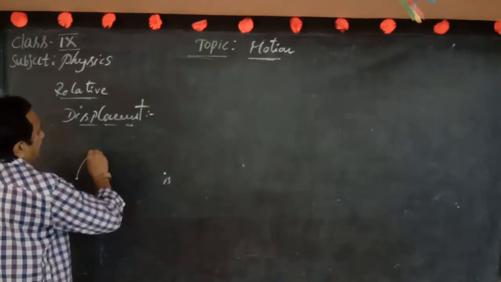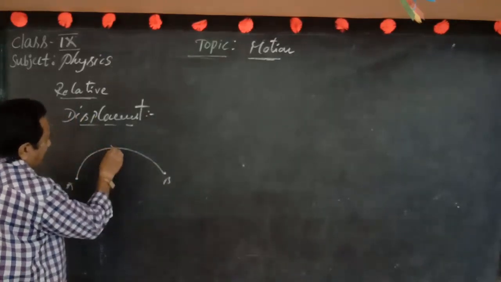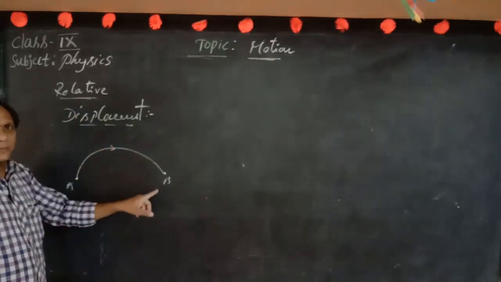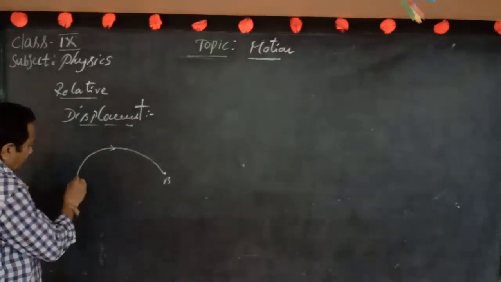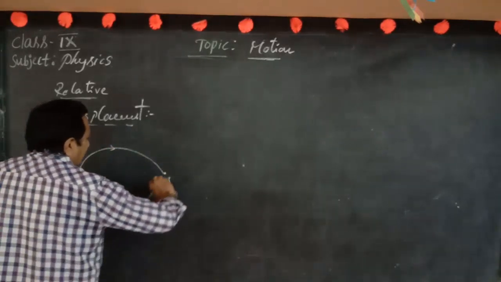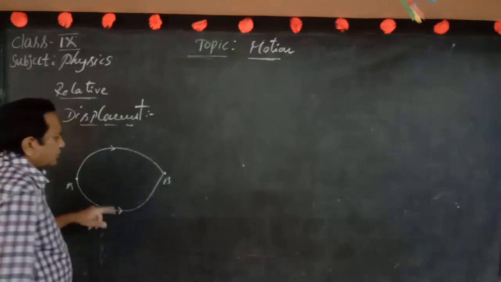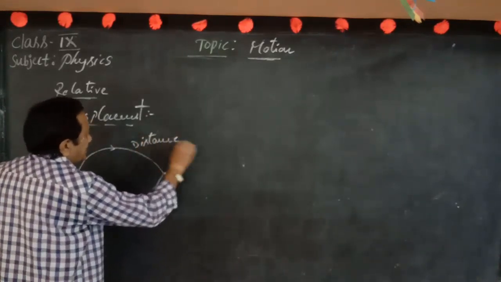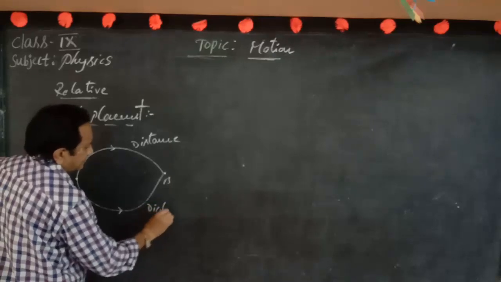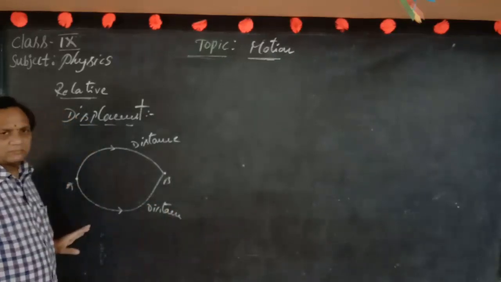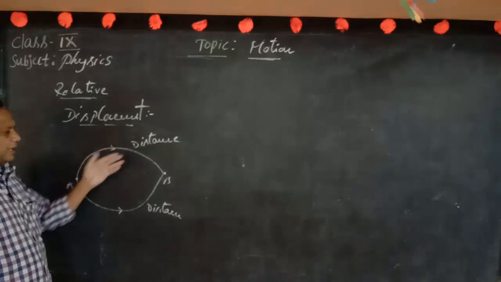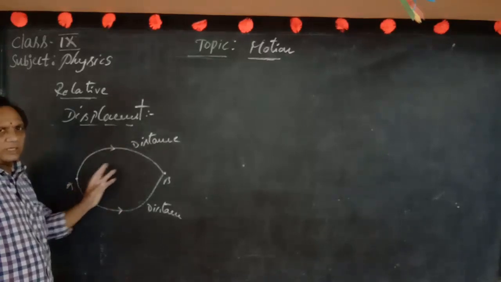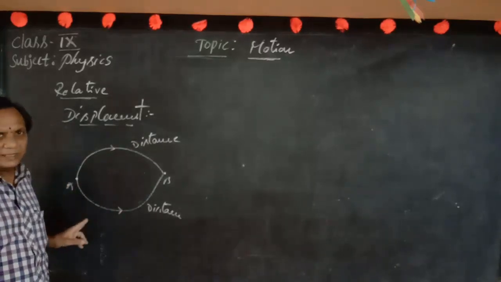To travel from here to here, in this manner you have to reach the point. And another way to reach from this point to this, like this he will move. What is this? This is the distance traveled. Distance covered, you have to say. Whatever path is covered on either side, that we call distance.